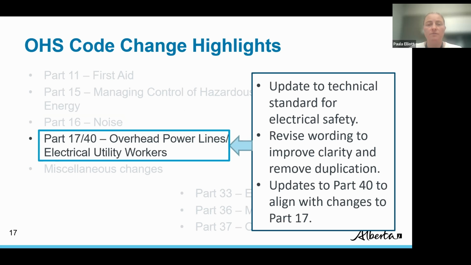In Part 17 and Part 40, overhead power lines, the main change is a reference to a technical standard that's been updated to the standard that the utility industry actually uses. So the requirements in Part 17 or Part 40 haven't actually changed, but the standard that's referenced now will provide greater protection to workers because it covers a broader range of topics that are required for that particular industry.